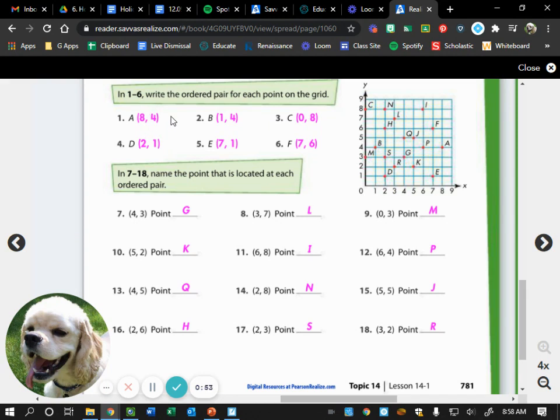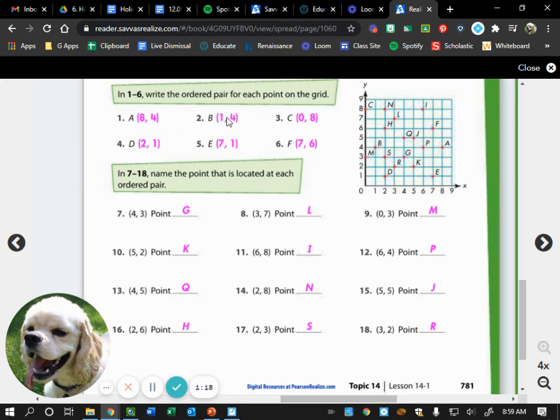If you forgot a comma or a parentheses, you would mark that incorrect. It's very important that you are including the comma and the parentheses. So if you need to correct that, I want you to do that right now for any of the coordinates here. Then for number 2, we were looking at B. So B, 1, 4, it lines up with the 1 on the x-axis and then the 4 on the y-axis.